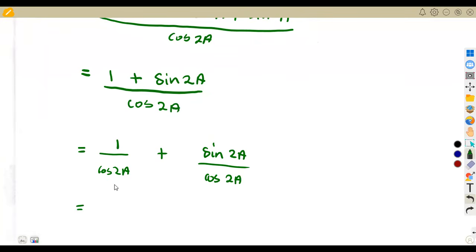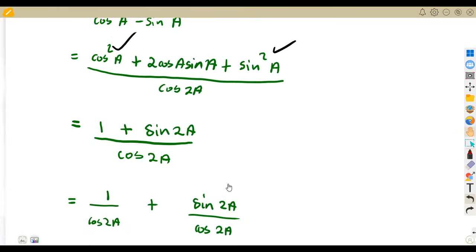Okay, so let's simplify 1 over cos. Remember, 1 over cos is sec. So 1 over cos 2A is going to be sec 2A, plus sine over cos. We know that sine over cos is tan. So sine 2A over cos 2A must also give us tan 2A in our answer. And this is exactly what we were given on the left-hand side. So that is the proof part.